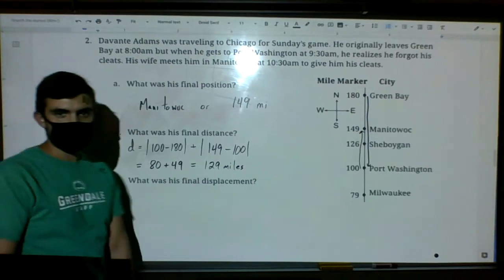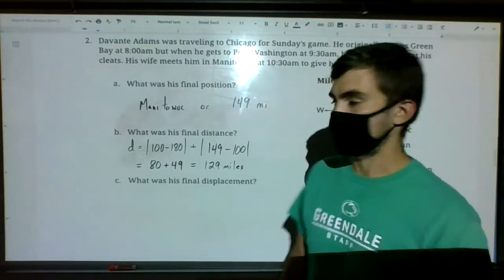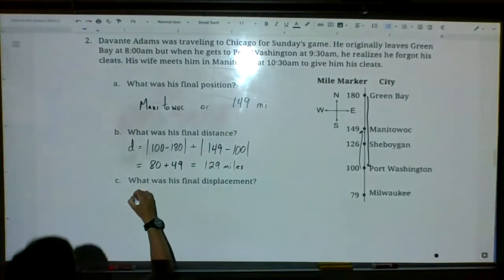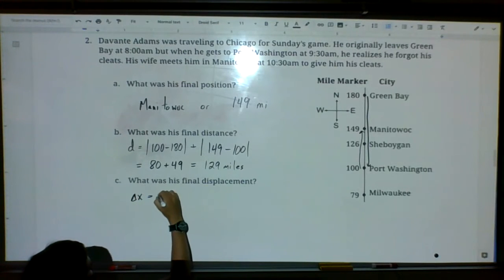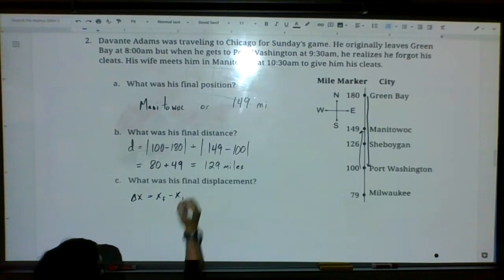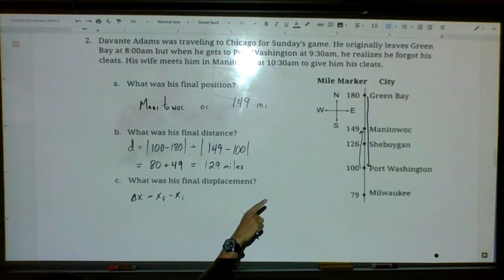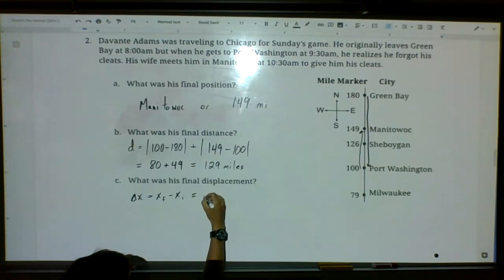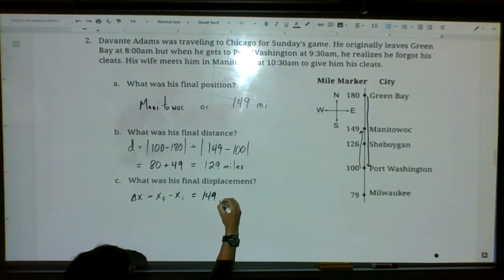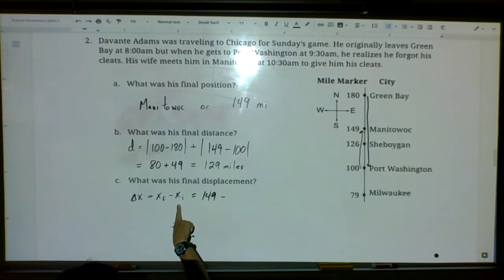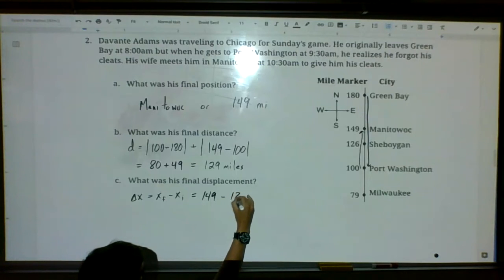And the last question says, what is his final displacement? And so for that, we're going to use the displacement equation, which is the final position minus the initial position. The final position is Manitowoc. So we're going to say 149 minus the initial position, which was Green Bay, or 180.